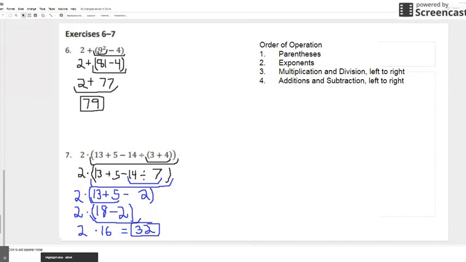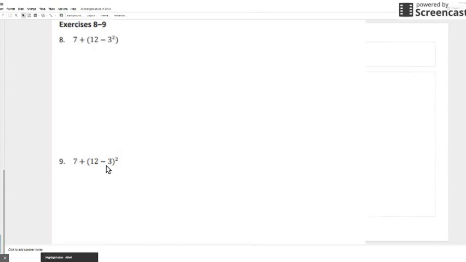All right, so the last two we're going to talk about, 8 and 9. These two are also very similar to each other, except there's one difference. In this one, the exponent is inside the parenthesis, and in this one, the exponent is outside the parenthesis. So we're going to show how they should be taken care of. Remember, first we have to take care of everything inside parentheses. I have subtraction, I have exponent. Remember, exponent comes first. So that would be a 9. And then remember, parentheses come down with the 12 minus.